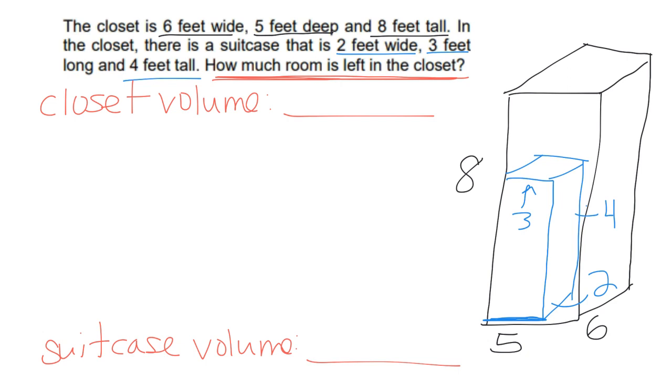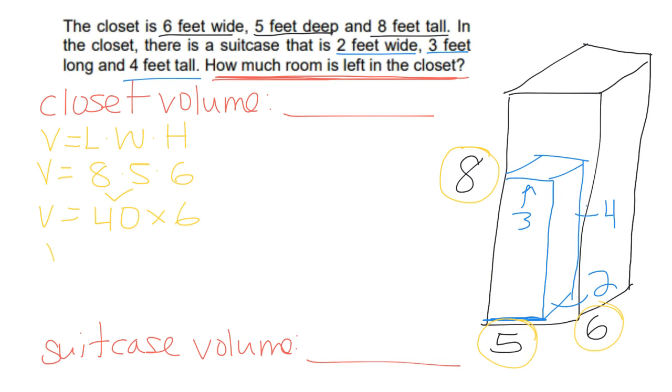I am going to use my formula, volume equals length times width times height. And I'm just going to look at that and pull these out of here. So I'm going to use my height, my length, and my width. And I'm going to rewrite those. Volume equals 8 times 5 times 6. Now I know that 5 times 8 is 40. Volume equals 40 times 6. And I know that 4 times 6 is 24. And 40 is 10 times more than 4. So our volume of our closet equals 240 cubic feet.